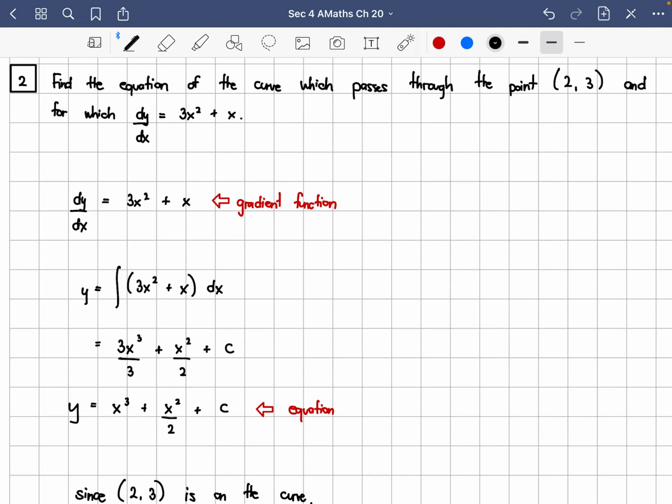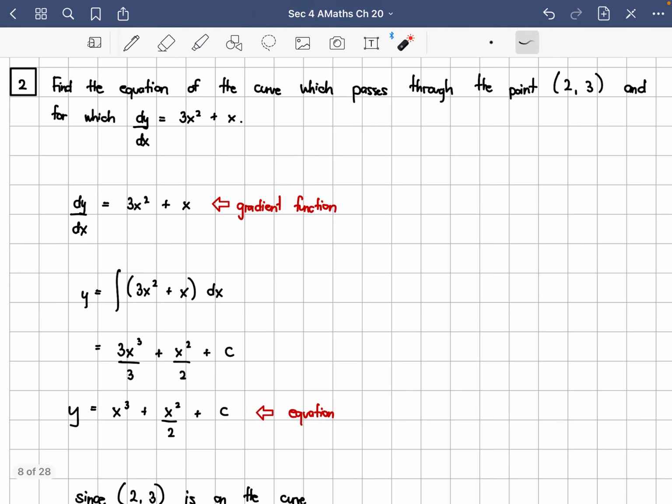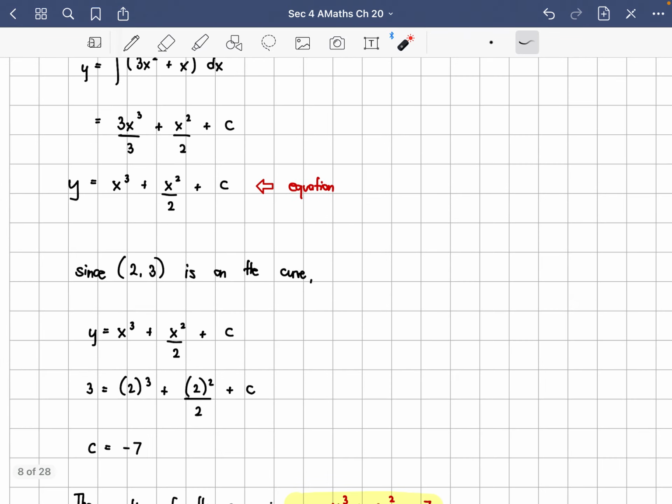But then we are not yet finished, because look at c here. You cannot have a letter c in your equation. So how do we solve for the value of c? Since this curve passes through the point (2, 3), so (2, 3) is part of the solution. So what do we do here? Given this, we just plug 2 in place of the x's and then 3 in place of y. Substituting them and solving for c, c is equal to -7.